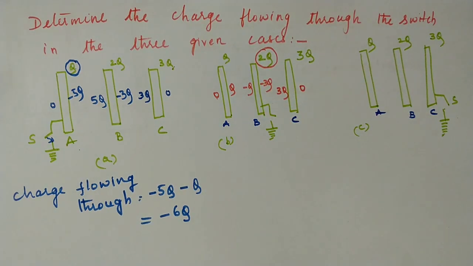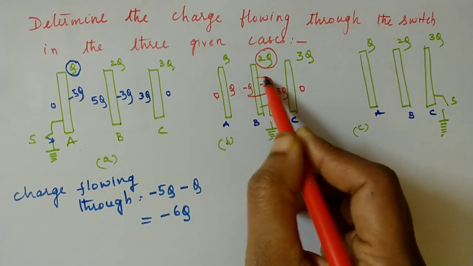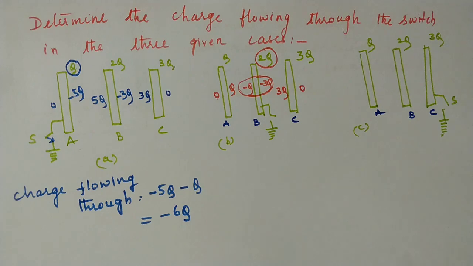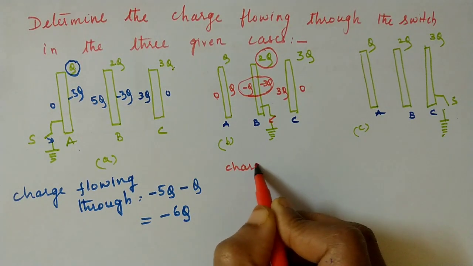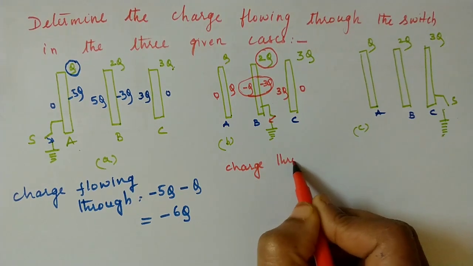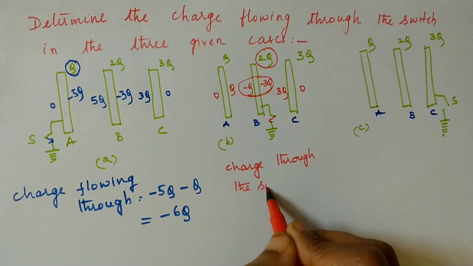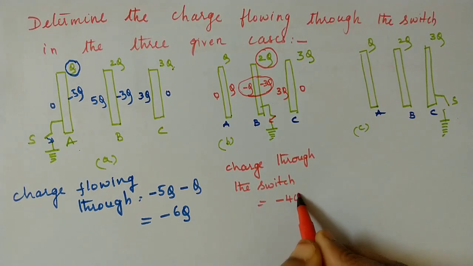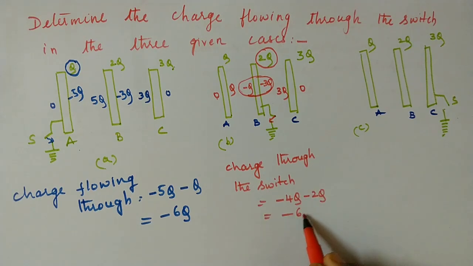Now observe the charge on B finally. It is minus 4Q. Initially, it was 2Q. So what is the charge that has flown through the switch after closing it? Charge through the switch would be final minus initial. Finally, it is minus 4Q. Initial charge was 2Q. That would become minus 6Q.